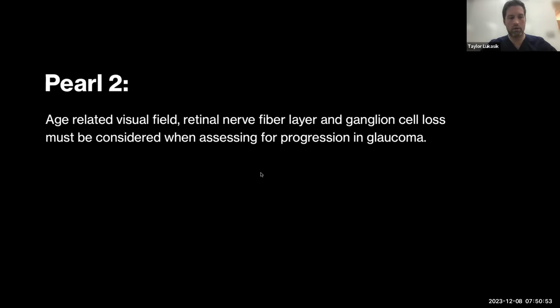So Pearl 2: age-related visual field, retinal nerve fiber layer, and ganglion cell loss must be considered when assessing for progression in glaucoma.